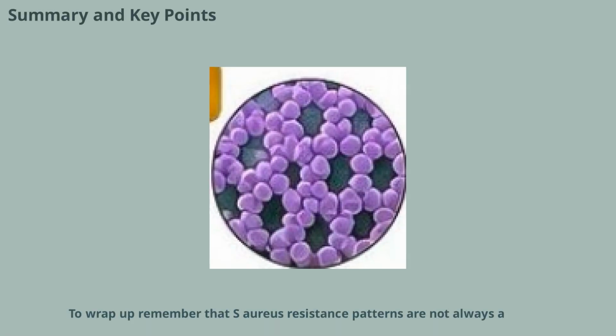To wrap up, remember that S. aureus resistance patterns are not always a stepwise progression. Each strain can develop resistance independently. Key points: always check susceptibility, use beta-lactams for MSSA, switch to vancomycin or alternatives for MRSA, and seek specialist advice for VISA, VRSA, and LRSA. Infection control and antimicrobial stewardship are essential to prevent the spread of these resistant strains. Stay updated and always tailor therapy to the individual patient and infection.